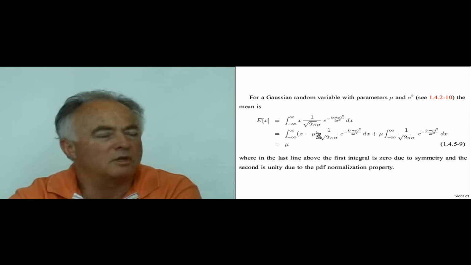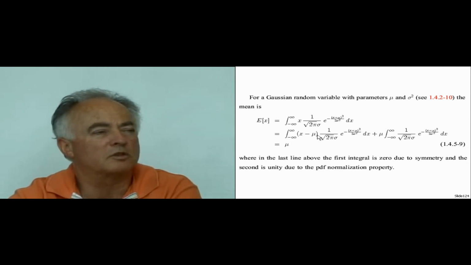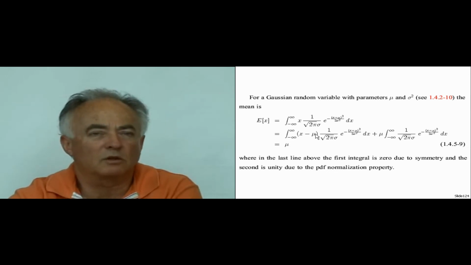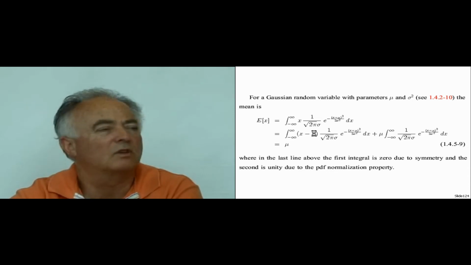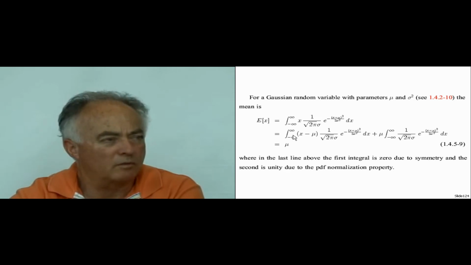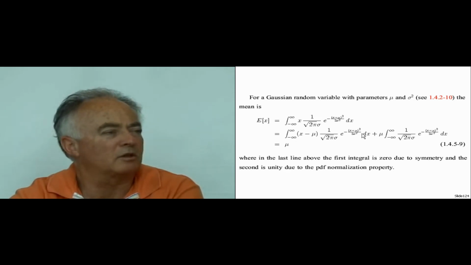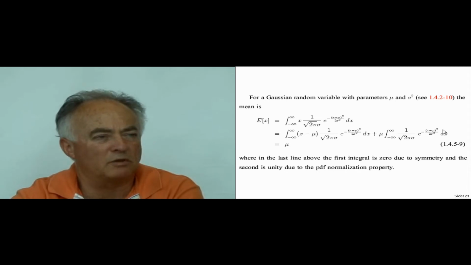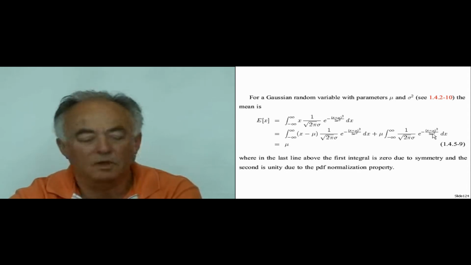There's a requirement here which we know is satisfied, but it's worth mentioning. You can cancel them if each of them is finite. You cannot cancel plus and minus infinity, as that would not exist. So what we have is a first integral that is 0 due to symmetry, this being anti-symmetric and this symmetric, and the second is unity due to the normalization property of the PDF. This integral has to be 1.